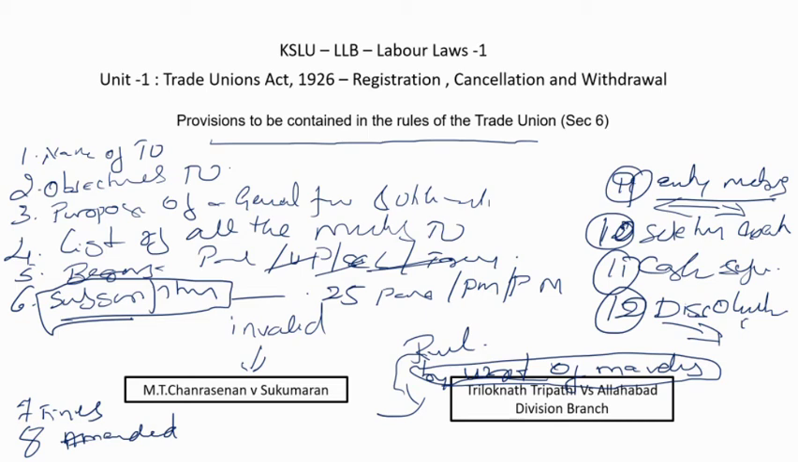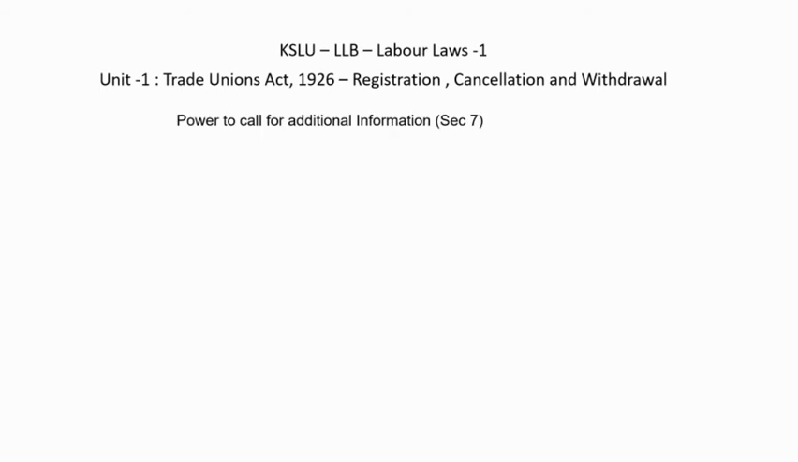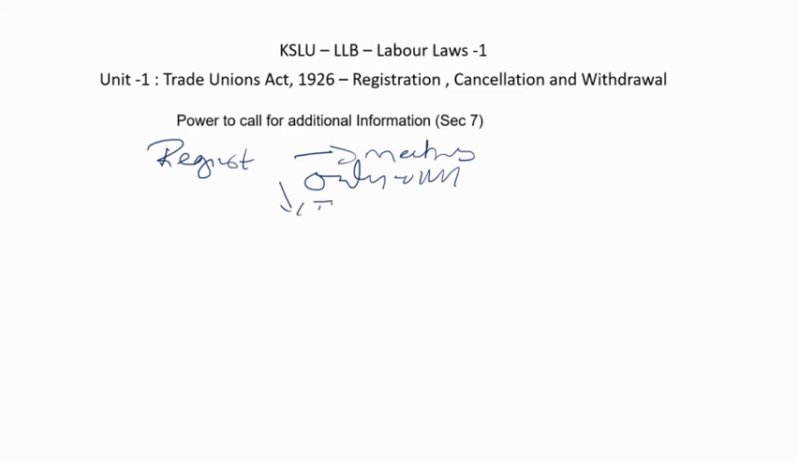Moving to the next section, section number 7, which deals with the power to call for additional information. Once the entire detail of the rules and application form is submitted by the trade union, if the registrar requires some additional information, they can ask the members for it. The most important point in this section is that the registrar can ask for information only from members. He should not ask any third party. Any information required, the registrar should ask only from the members and not from any third party.